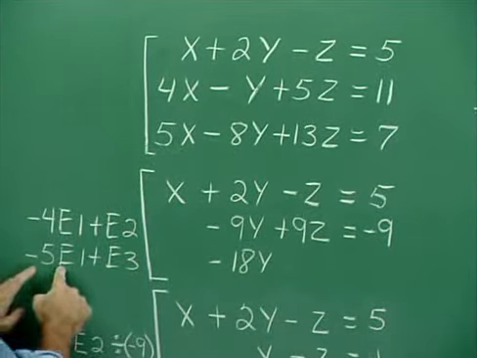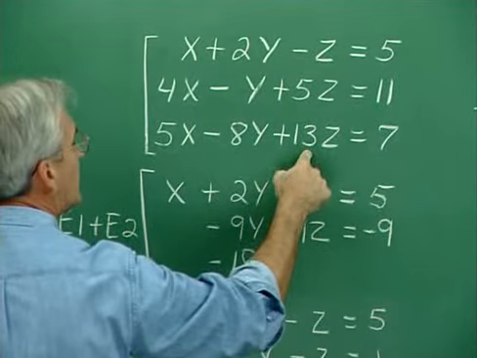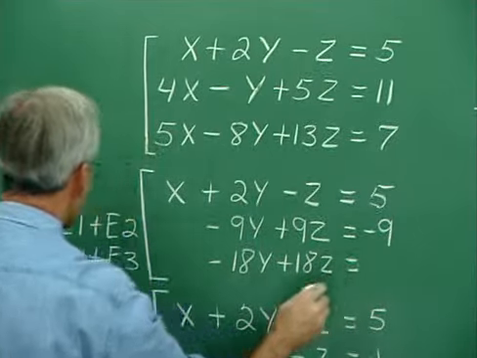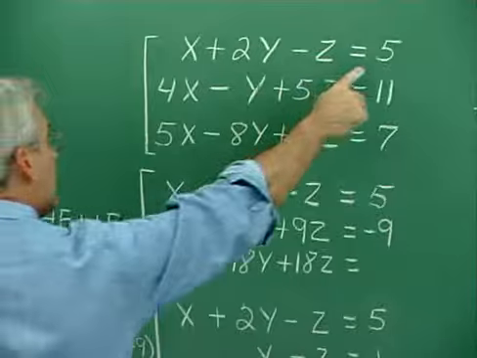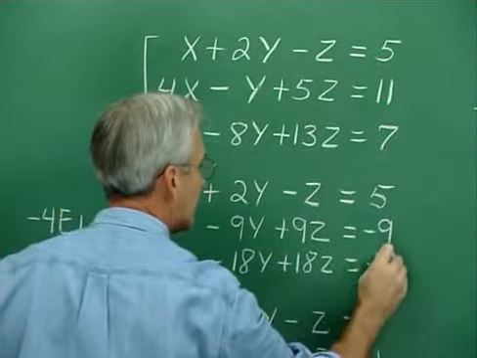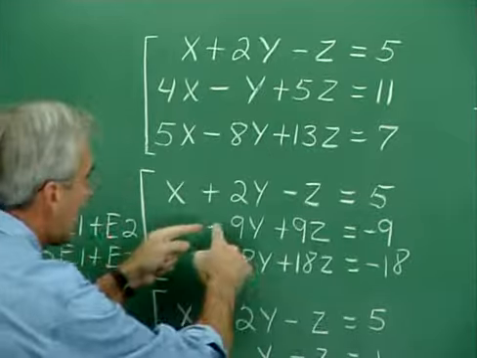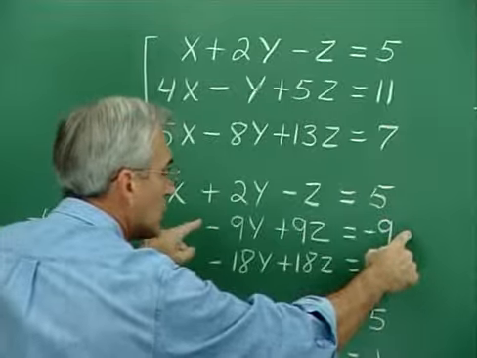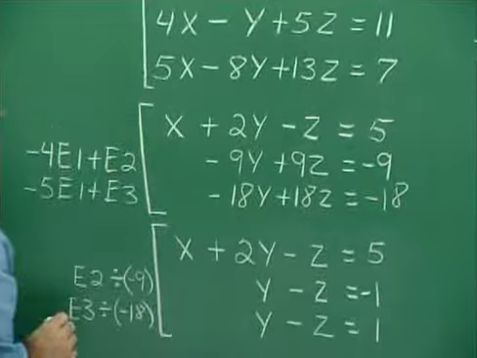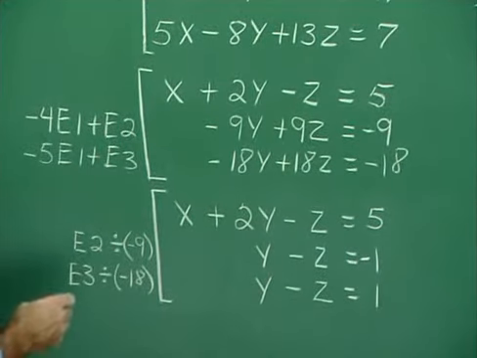Then -5 times -1, that's 5z, plus 13z, that's 18z. And then -5 times 5 is -25, plus 7 is -18. I'm noticing that I can divide through in equations 2 and 3 in order to create some nice things like leading coefficients of 1. In fact, many coefficients and constants of 1. Let's see what happens when I do that.